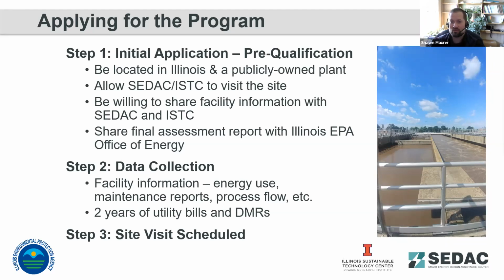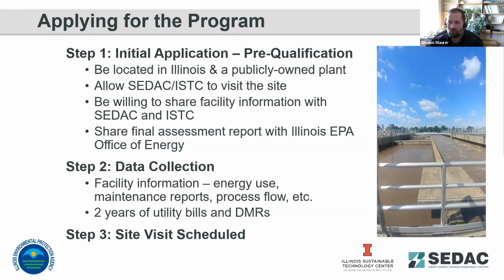But the first step is you have to apply. So you can go to our website, Smart Energy Illinois, smartenergy.illinois.edu/water. There's a button there to click on to fill out an application form, lets us know you're interested, and confirms that you're a publicly owned facility in the state of Illinois, so that you qualify for the program.